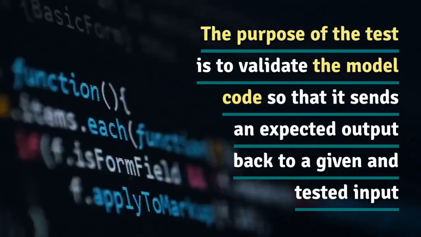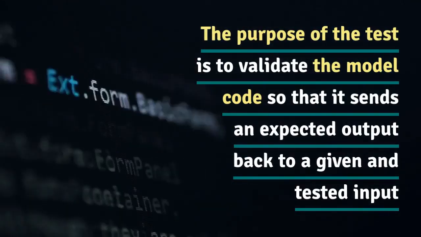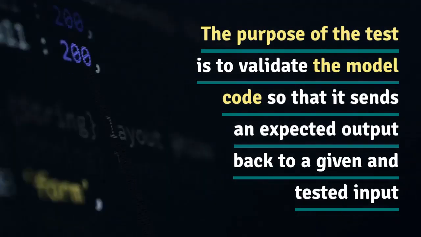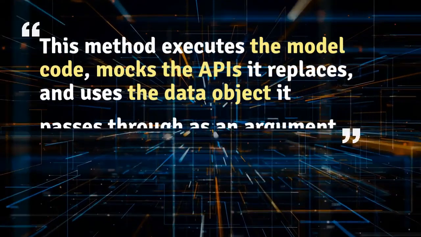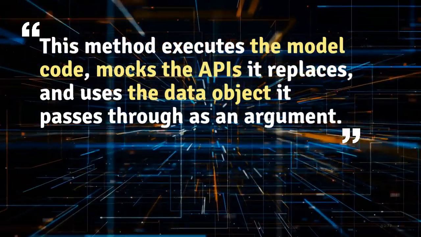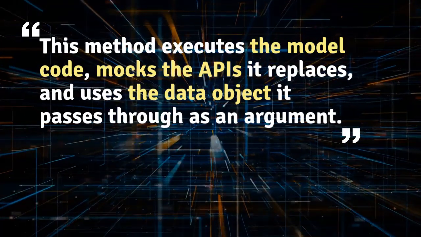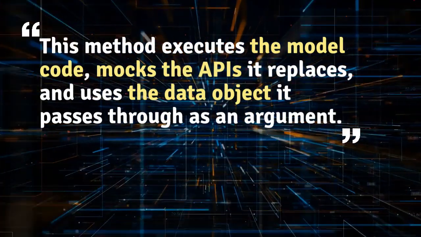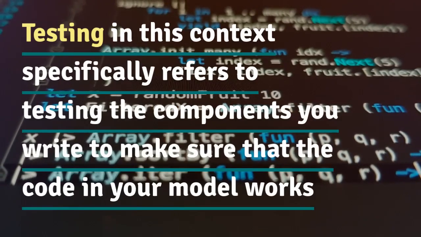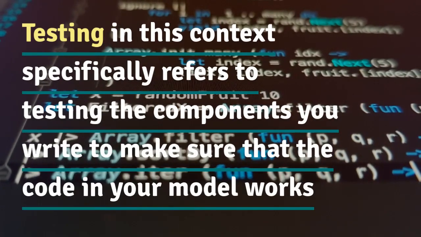This method executes the model code, mocks the APIs it replaces, and uses the data object it passes through as an argument. Testing in this context specifically refers to testing the components you write to make sure that the code in your model works predictably. Component testing is also used to promote development and ensure that unforeseen events are added for all the different scenarios the model can introduce.